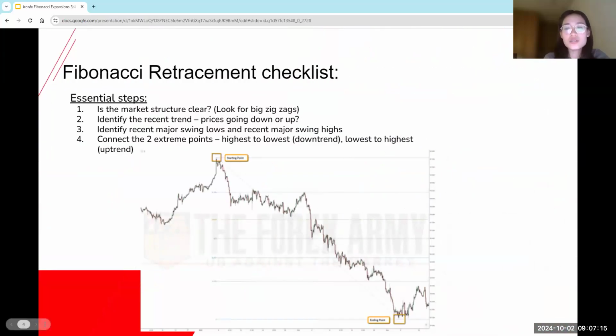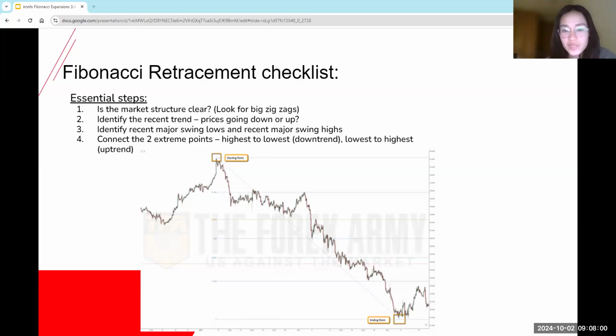Okay, so to start off, a checklist again. If you were here previously, this checklist is not unfamiliar. Some things to look out for when first starting out with Fibonacci retracements. Firstly, is the market structure clear? You want to make sure that you're always looking for big zigzags, and we'll show you some examples in the coming slides as well. Number two is to identify the recent trend. So are prices going up or down? It's always important to follow the general trend unless you have very compelling reasons why you think that prices are going to reverse.